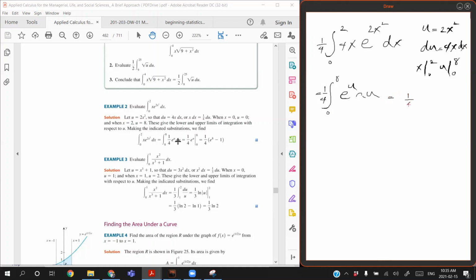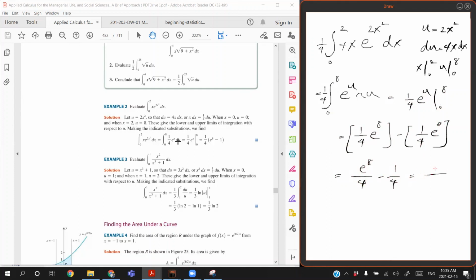This is 1 over 4 e to the power of u from 0 to 8. So it's going to be 1 over 4 times e to the power of 8 minus 1 over 4 e to the power of 0. So that's e to the power of 8 over 4 minus 1 over 4, because e to 0 is just 1. It's going to be e to the power of 8 minus 1 over 4. That's the answer.